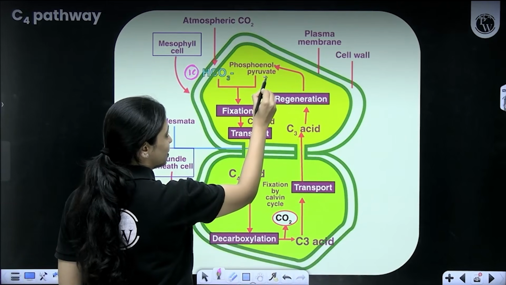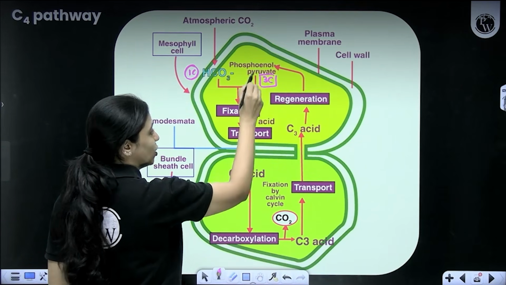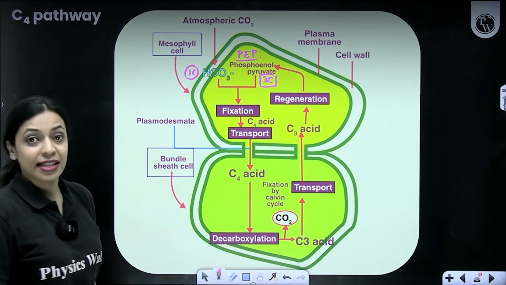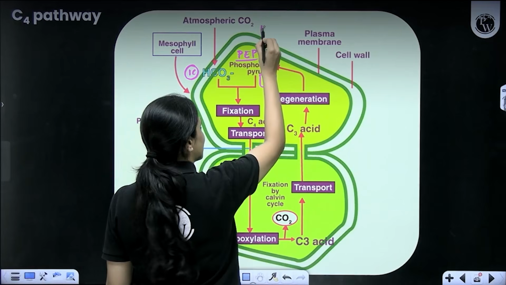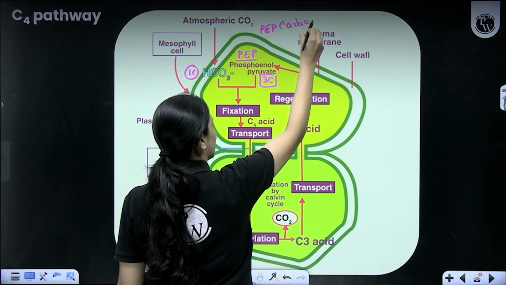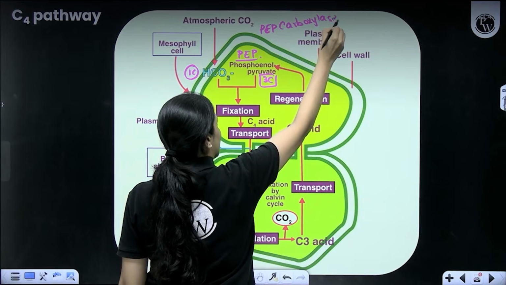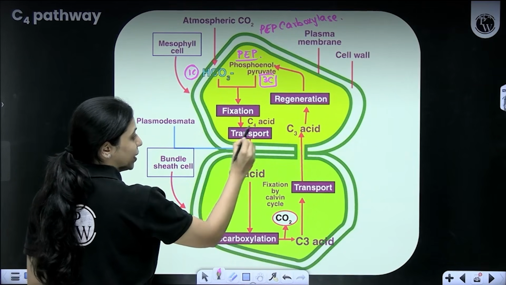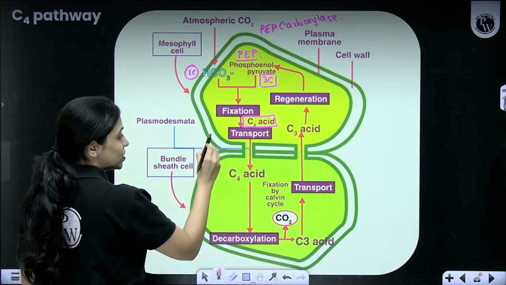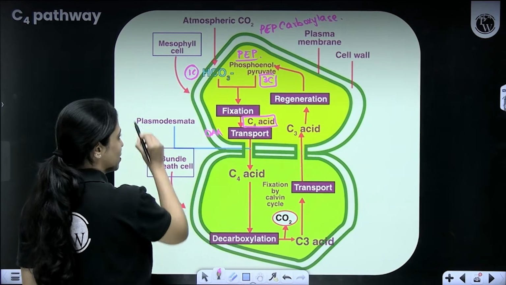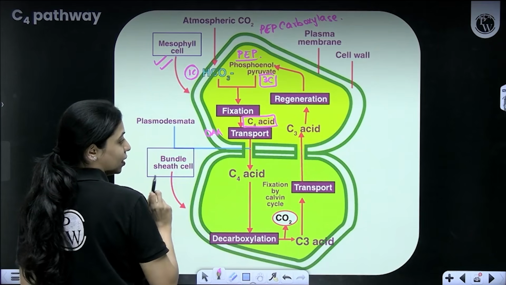This combines with a 3-carbon compound called phosphoenol pyruvate. This itself is PEP. This reaction is catalyzed by an enzyme called PEP carboxylase. So when a 1-carbon compound combines with a 3-carbon compound, you end up getting a 4-carbon compound, which is oxaloacetic acid. This is primary fixation, the first fixation that is happening in the mesophyll cell.